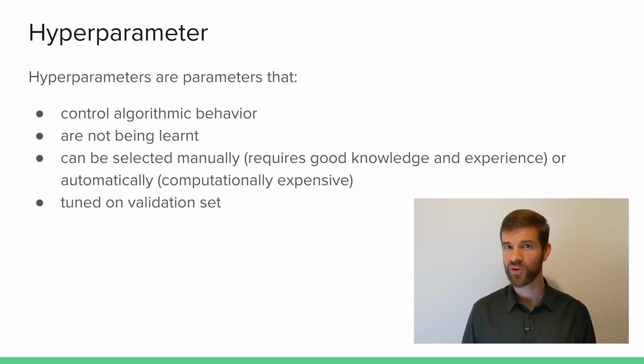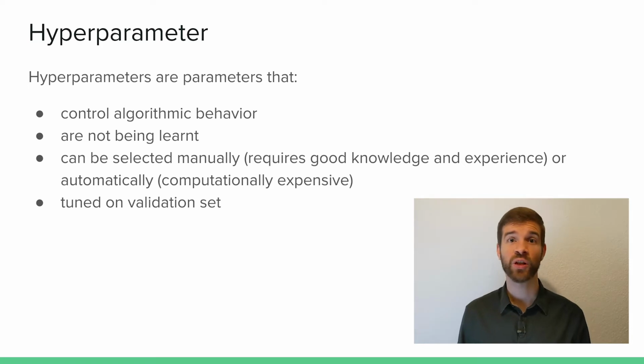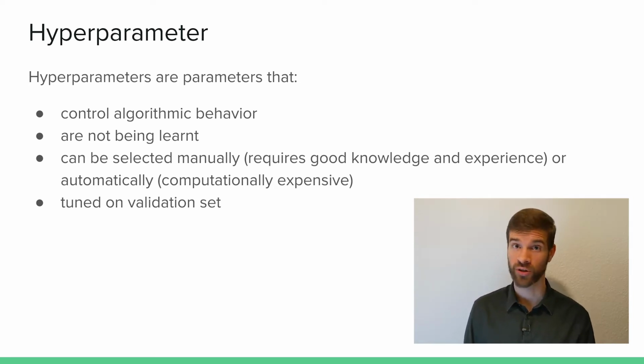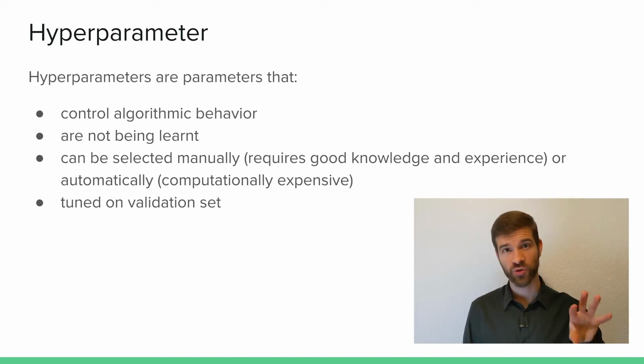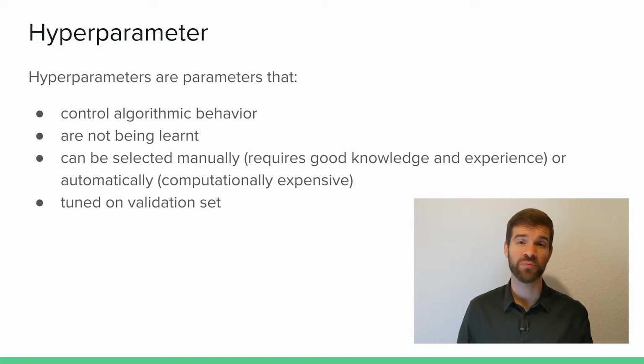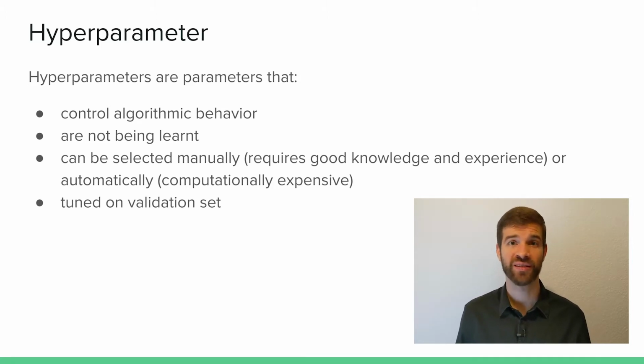I already used this word before, hyperparameter. Let's talk about this once more to really make sure that you understand what it is. A parameter is a value that we're learning during the training. So a weight in one of our layers is a parameter. A hyperparameter is something that we do not learn, that we actually have to provide, but that controls the algorithmic behavior. And basically, we can either select them manually by just saying, okay, I want to have 3 layers, which, if we want to perform such a decision, we need some knowledge and experience so we can make an educated decision here.